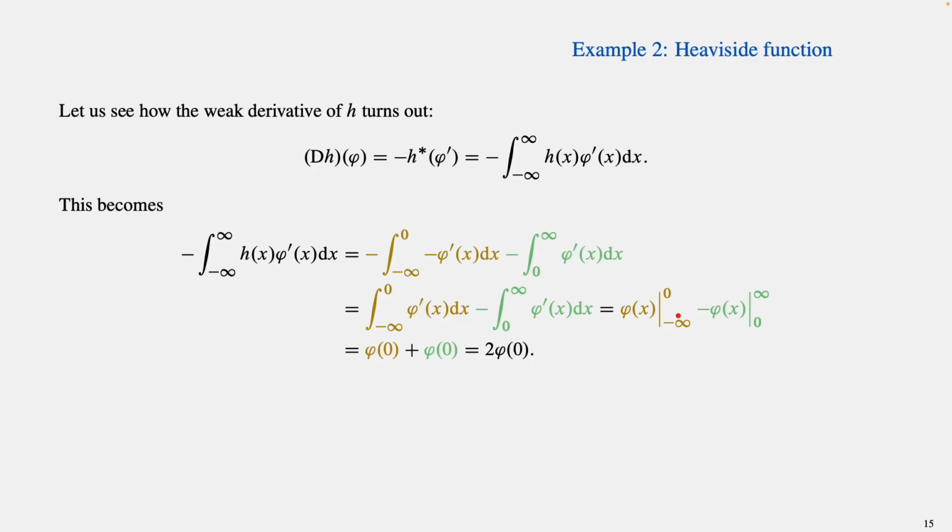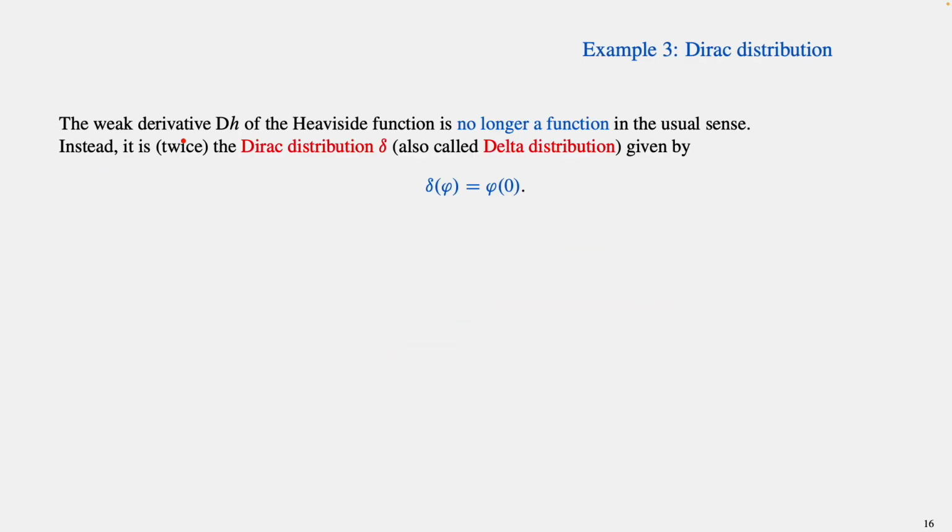So what we're left with here is phi of 0. And what we're left with here is minus phi of 0. So again, plus phi of 0. So this is phi 0 plus phi 0. So the derivative of the Heaviside function becomes 2 times phi evaluated at 0. So in summary, this is the weak derivative of the Heaviside function applied to a test function phi. It's simply the linear functional that takes the test function and maps it to the value 2 times phi at 0. And this weak derivative of the Heaviside function is no longer a function in the usual sense.